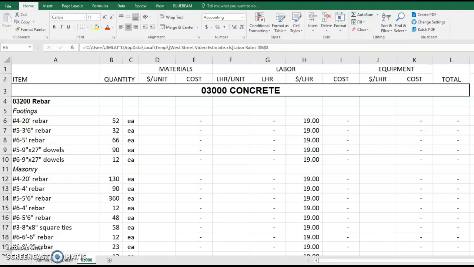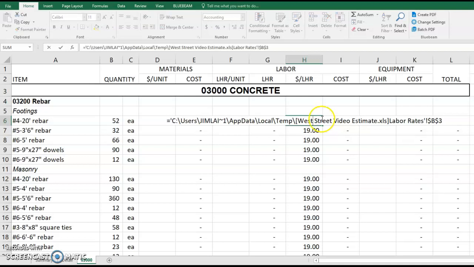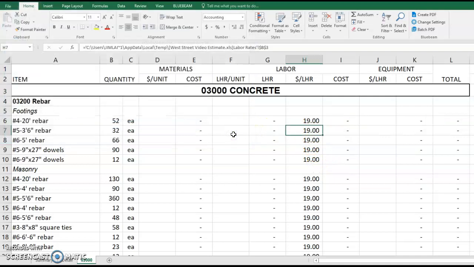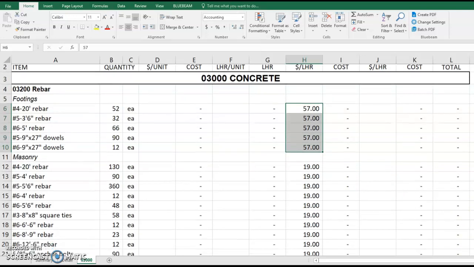So, like we discussed last week, we have a labor rate of $19. And I want to change that rate to something else. I want to change that rate to $57 an hour, and you can find that on your spreadsheet. So I've got my 57 in, and since we're paying $57 an hour for concrete, this rate is going to have to go into all of these different line items.